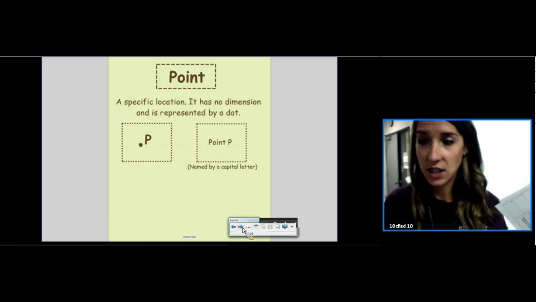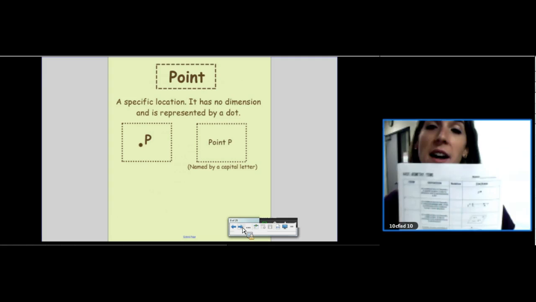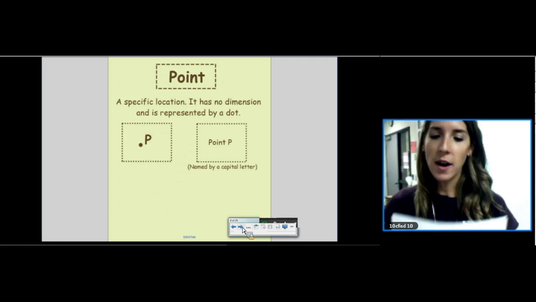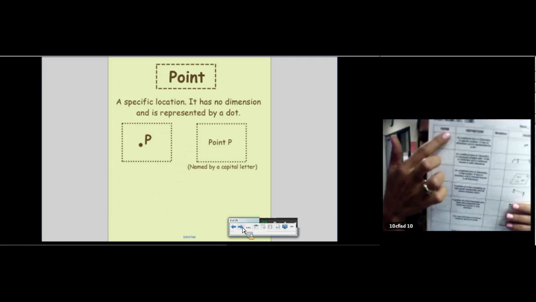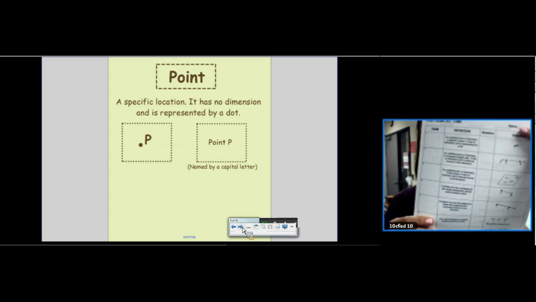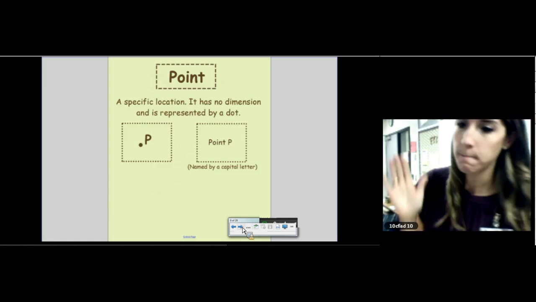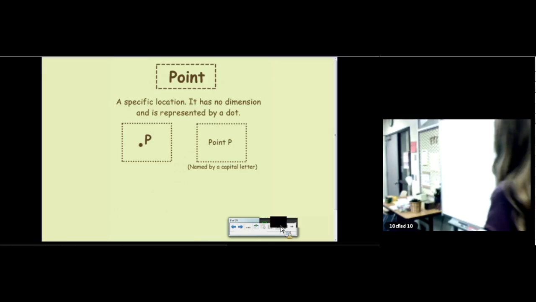We are diving into our vocab. We're going to go through it pretty quickly because the definitions are already on here. The only part you need to fill in is the term, which I already gave you the answers to, and today we're going to do the notation. Okay? Let's do it. Point.